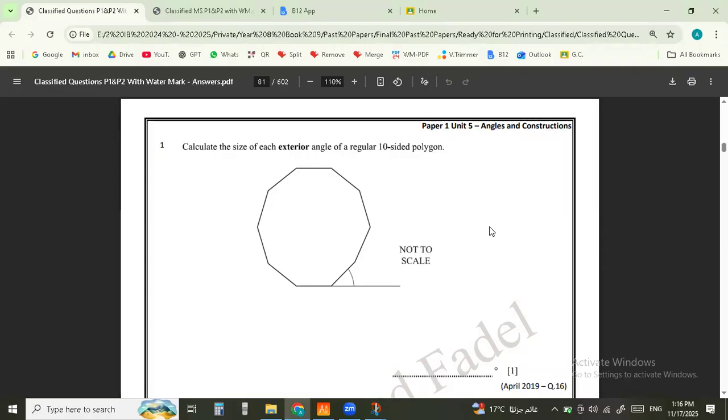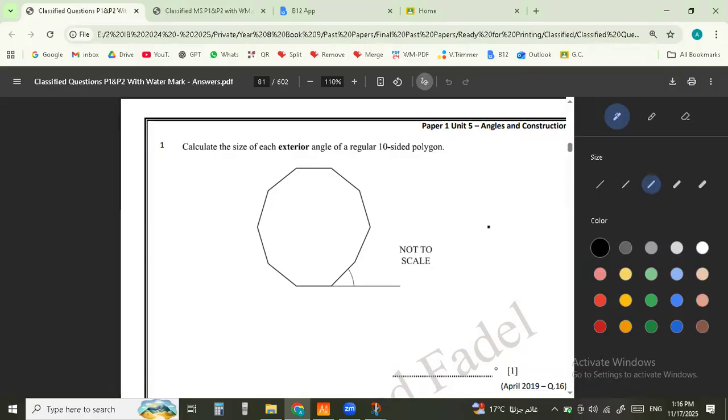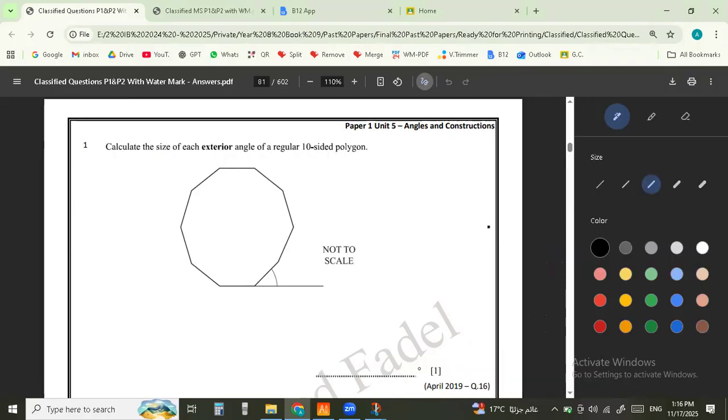And the first question is requesting you to calculate the size of the exterior angle of a regular 10-sided polygon. We learned that the exterior angle equals 360 over n, which means 360 over the number of sides. So 360 divided by 10, because this shape has 10 sides, equals 36 degrees. So the exterior angle they were requesting is 36 degrees.